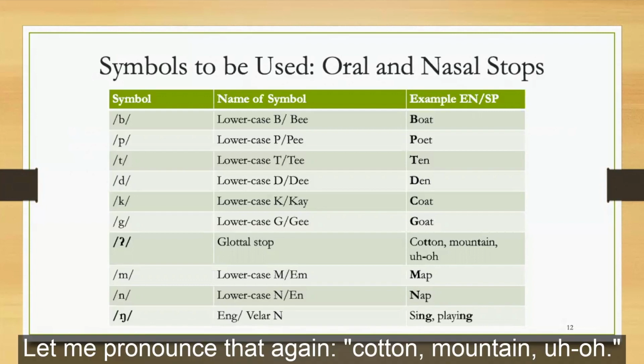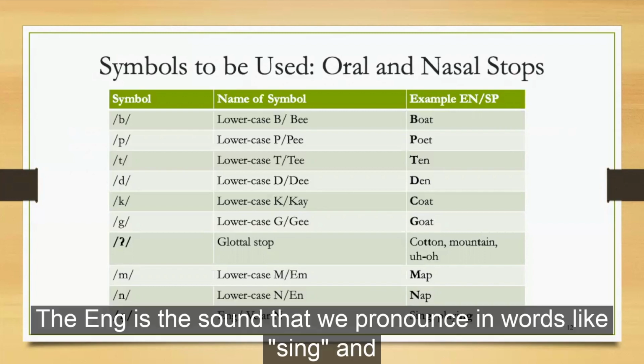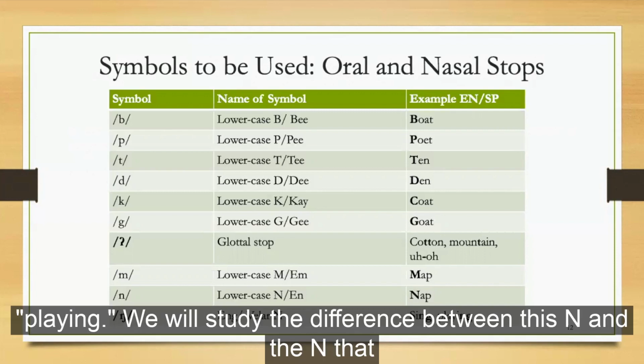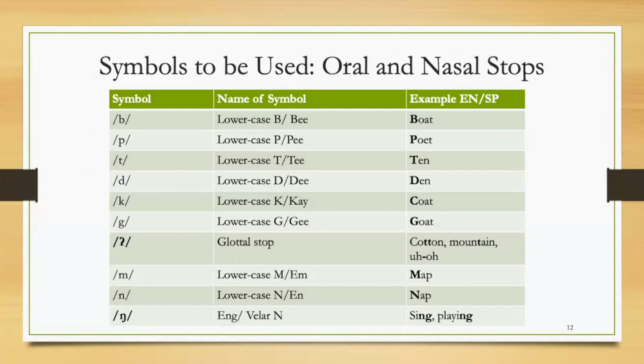Let me pronounce that again. Cotton, mountain, uh-oh. The eng is the sound that we pronounce in words like sing and plank. We will study the difference between this N and the N that you are familiar with later on in the course too.